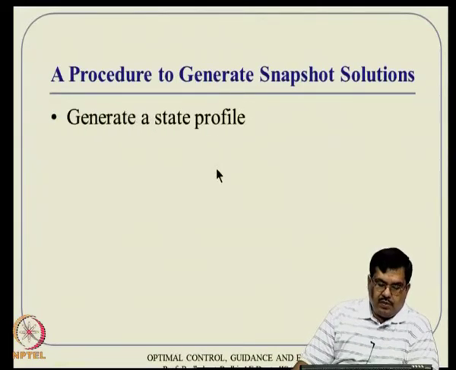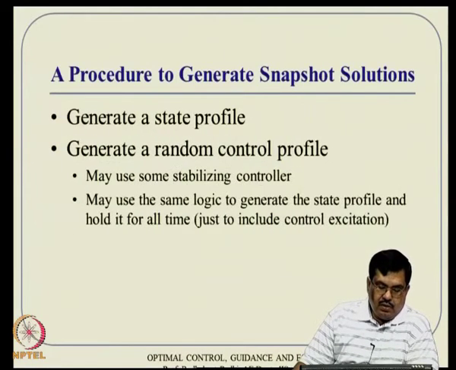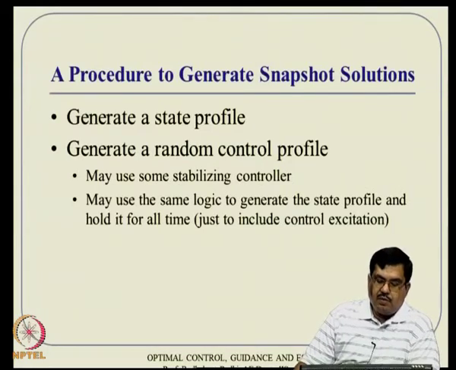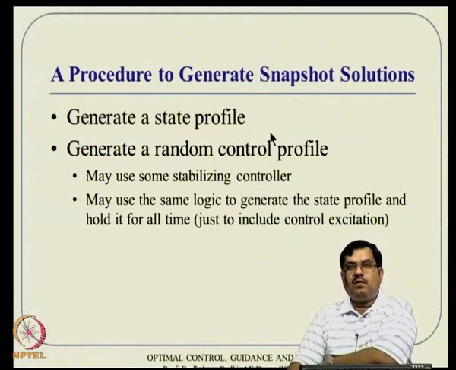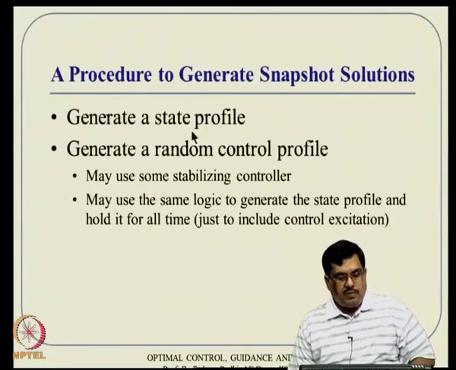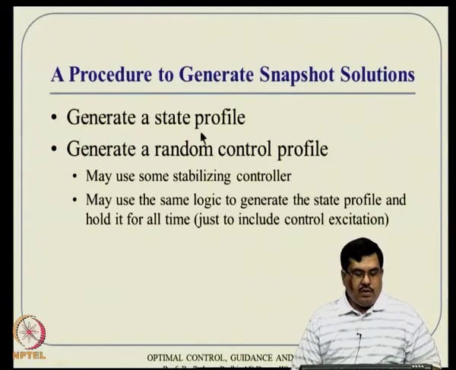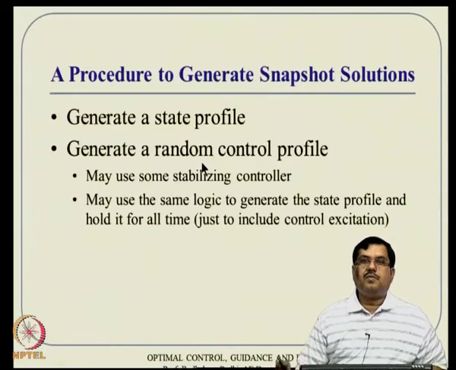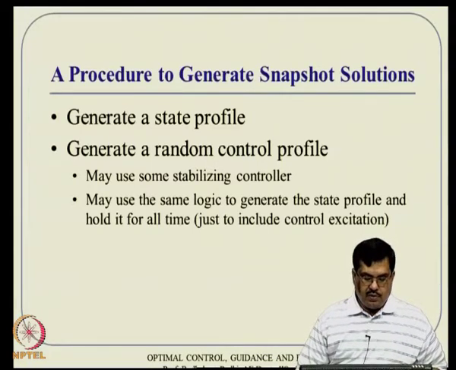So, how do you do that? First you generate a state profile. Then generate a random control profile. Now, when you talk about profiles here, remember these are distributed over space. So, generate some sort of a state profile as initial condition, and then generate some sort of a random control profile also, as some sort of a control history.